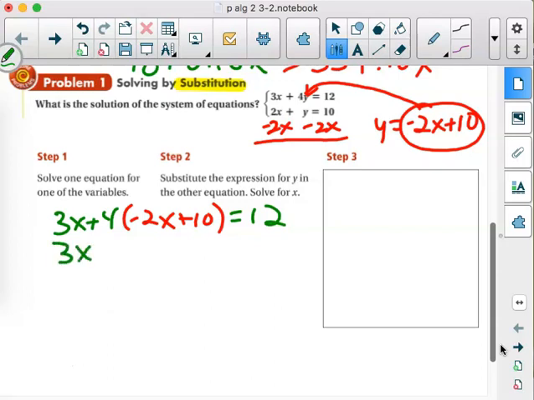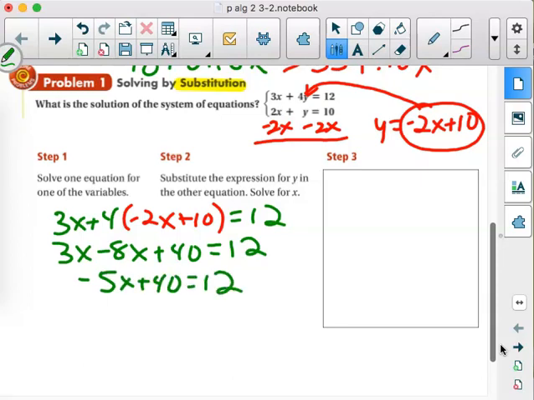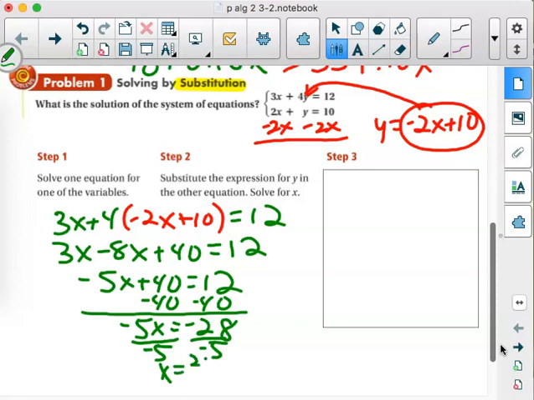I know we would. We're good at distributing. And we would all combine like terms over here on the left-hand side. And then we'd say, I've got to subtract 40 from both sides, and we'd get negative 28. And then we'd say, oh, I have to divide by negative 5. And we would leave it as 28 fifths, because you can't reduce that. And we certainly aren't going to change it into a decimal unless it's a word problem. It's not a word problem.